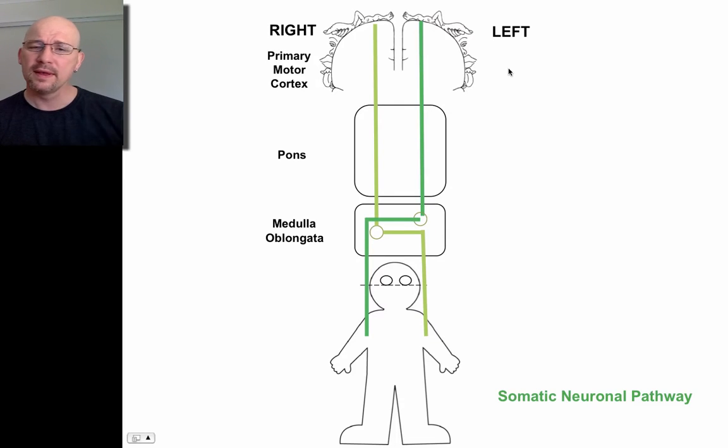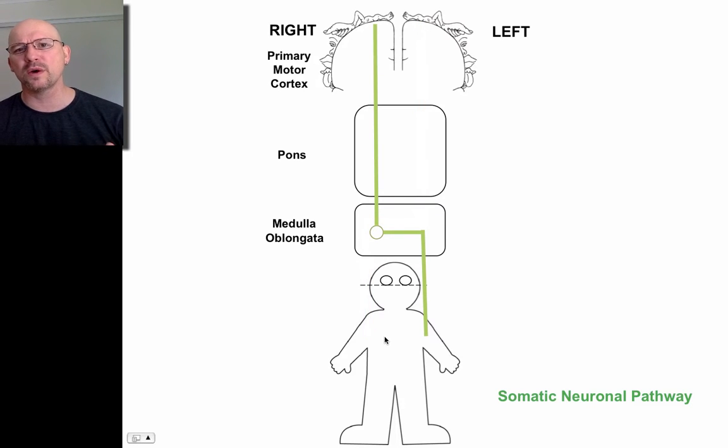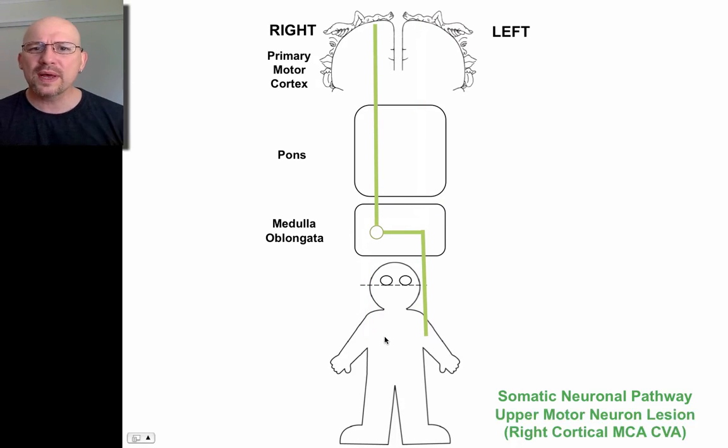We've also got one that happens on the other side, so it starts from the left and comes down, decussates to the right side of the body. But again, just to keep it clear, we'll look at one side at a time. So what happens if I have an upper motor neuron lesion? So we're talking about here in the right primary motor cortex, so a right cortical problem.